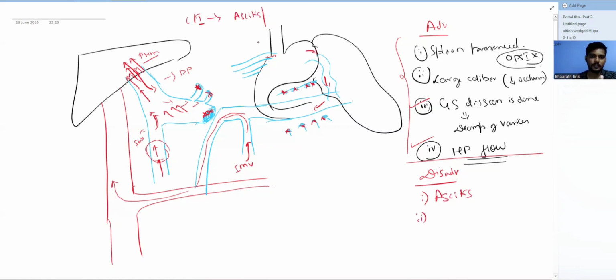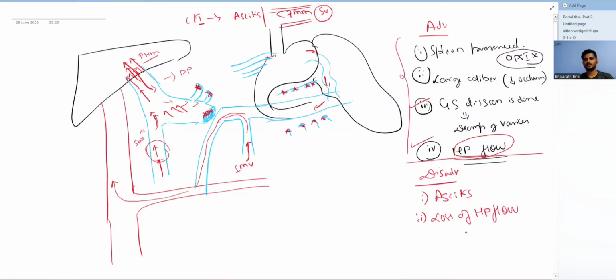One more contraindication is if the vein diameter is less than 7 mm, there are high chances that it will undergo occlusion, right? So the caliber, the diameter of the splenic vein, if it is less than 7 mm, is a contraindication. It has to be at least 7 mm. Second is this hepatoportal flow, whatever is there. Now, this hepatoportal flow will be lost.